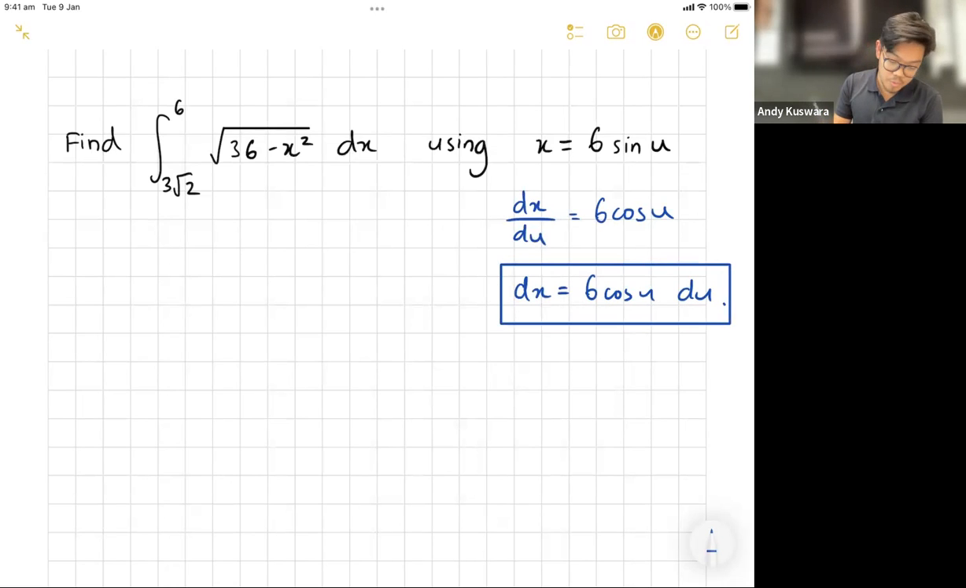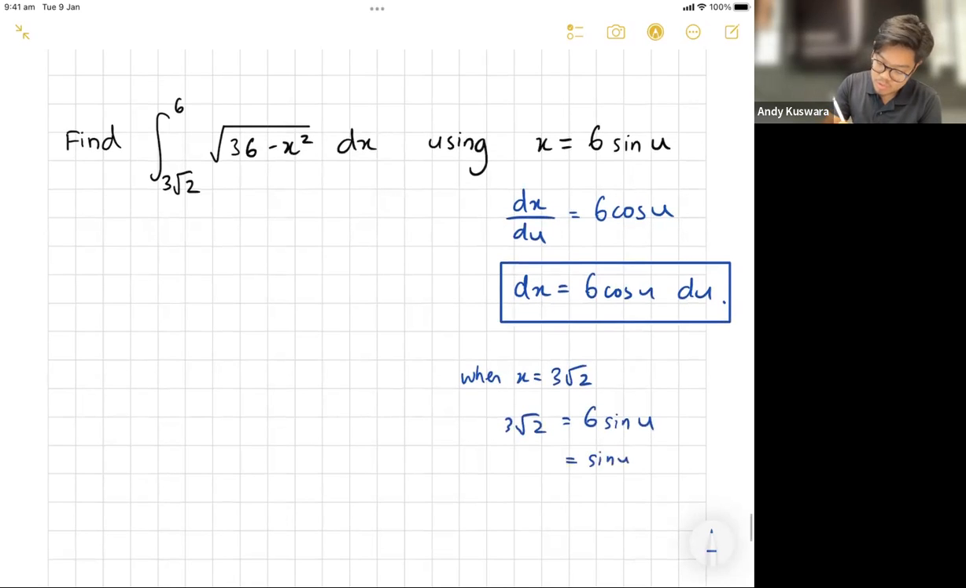Now let's work with what we got here. It could be a little bit lengthy. I should probably also note that we've got these two bounds. So I'm going to say when x equals 3 root 2, that means we've got 3 root 2 equals 6 sine u. And if you solve that, sine u should equal 1 on root 2. And so here I can see that u will equal pi on 4.